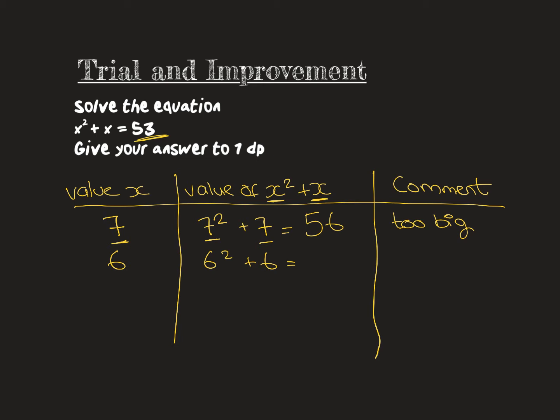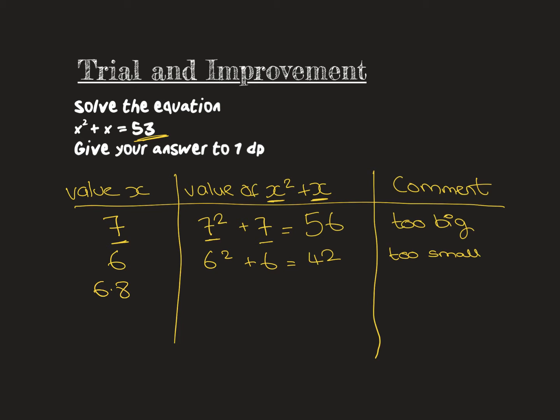Again, you can use your calculator for this part. However, you can probably do this without your calculator. So 6 squared is 36, plus 6 is 42, which is too small. Okay, so we know it's somewhere between 6 and 7. We want to go to one decimal place. So I'm going to go with, I think, about 6.8, because it is slightly closer to the 7 than it is to the 6.